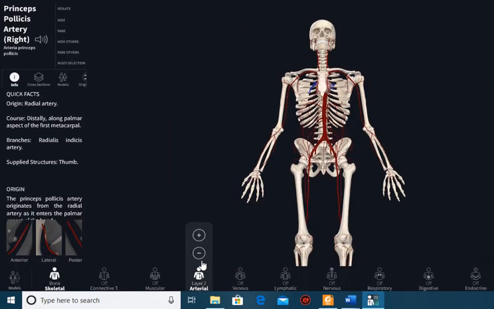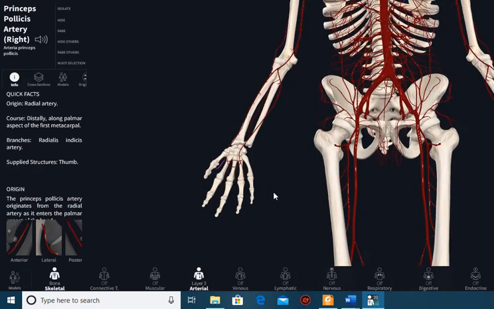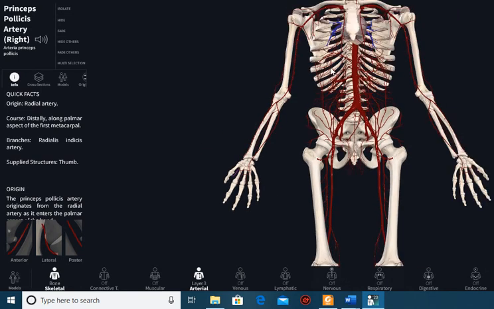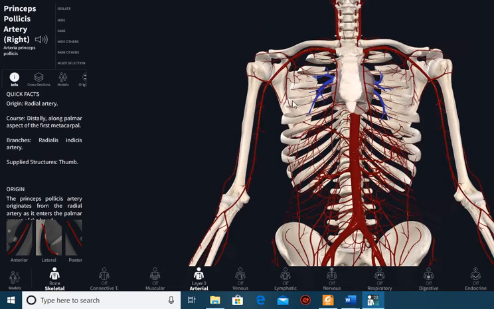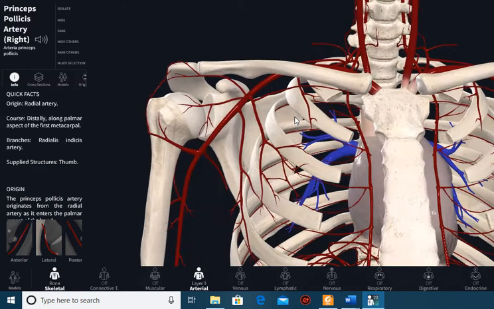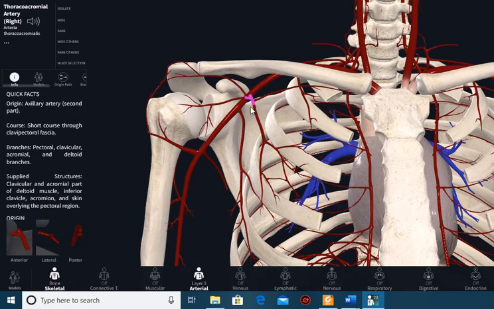Again, we can increase the arterial supply. When you increase the arterial supply, there's nothing of great importance. You have already seen the main arteries which are involved. When you visualize it, you can see here that there's only an increase.